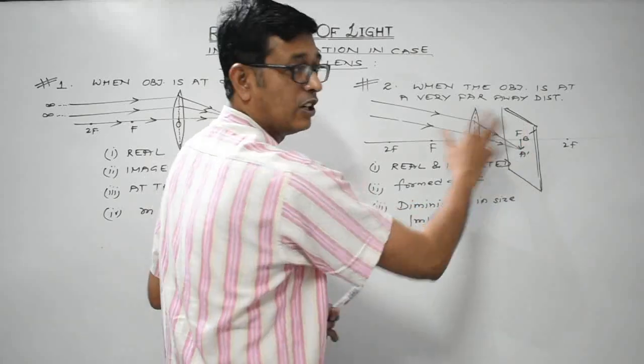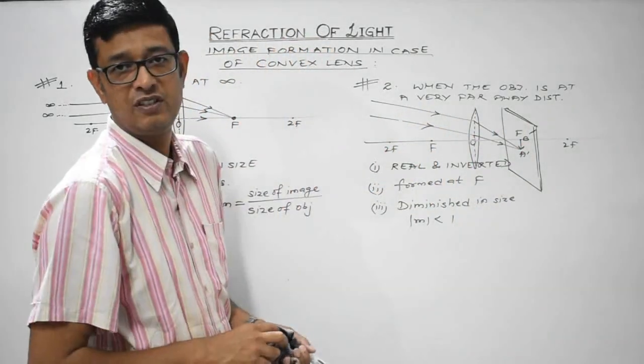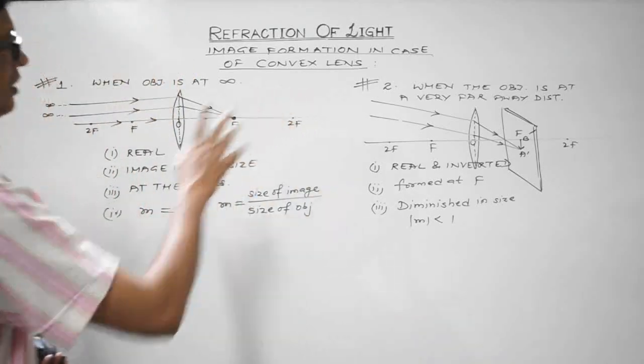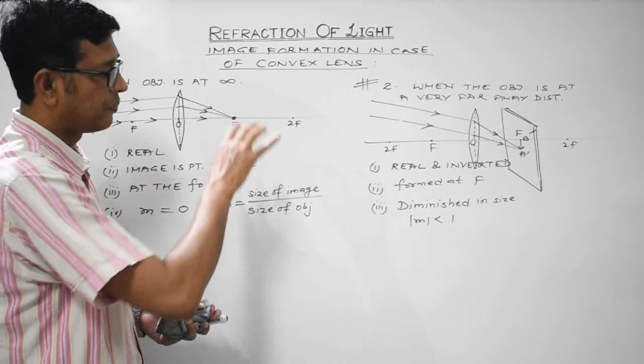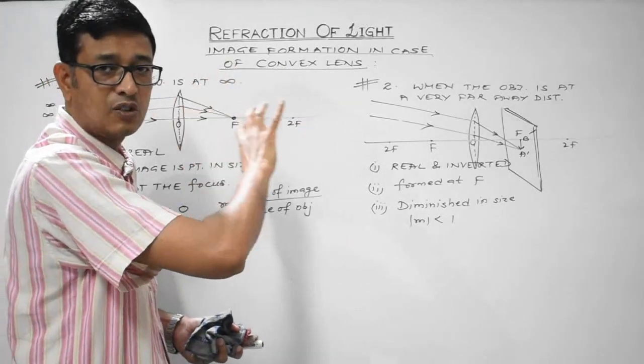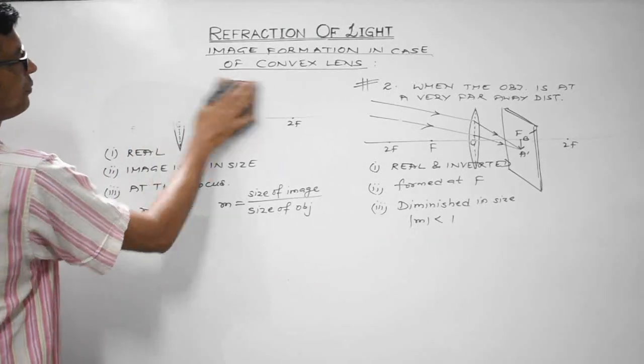Therefore the image can be obtained on the screen, and accordingly this is the real image. Clear? So we have discussed two cases. Now what we do is, the object is brought still closer.